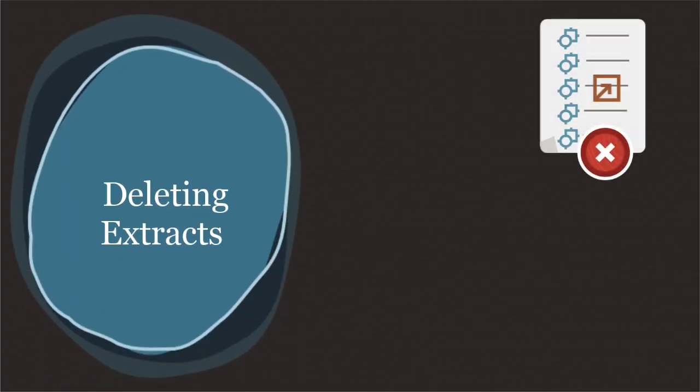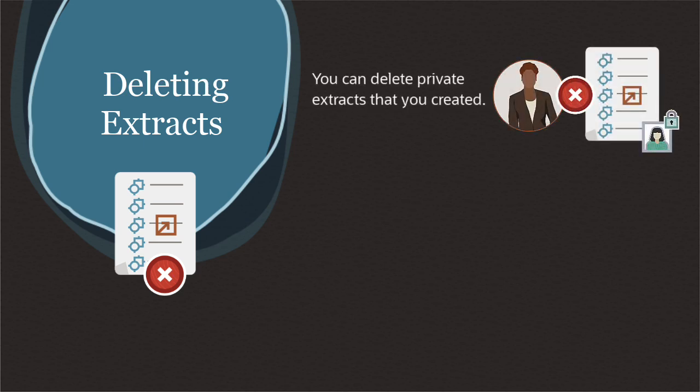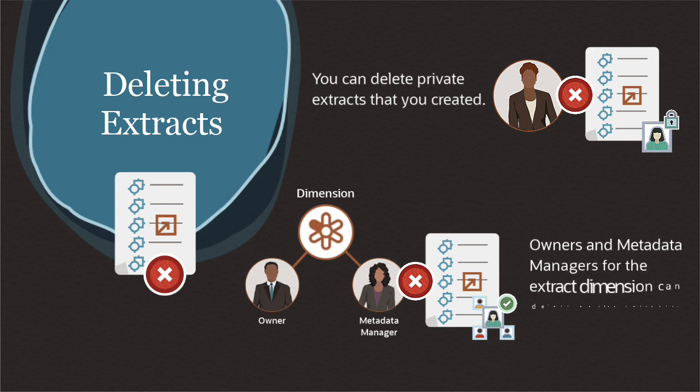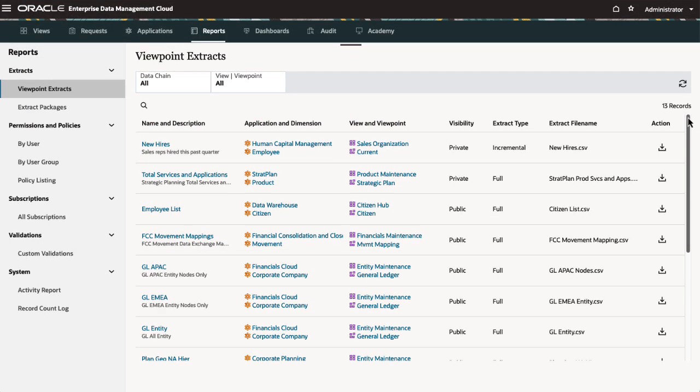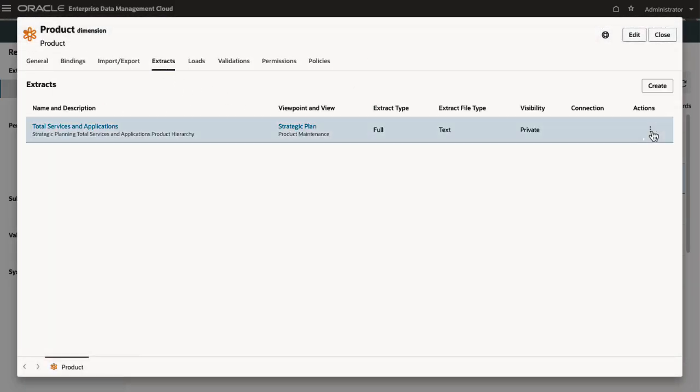Deleting extracts. You can delete any private extracts that you created. To delete public extracts, you must have the owner or metadata manager permission on the dimension in the extract. Open the Dimension Inspector for the extract you want to delete and select the Extracts tab. Click the Actions menu for the extract, then select Delete. Confirm the deletion.